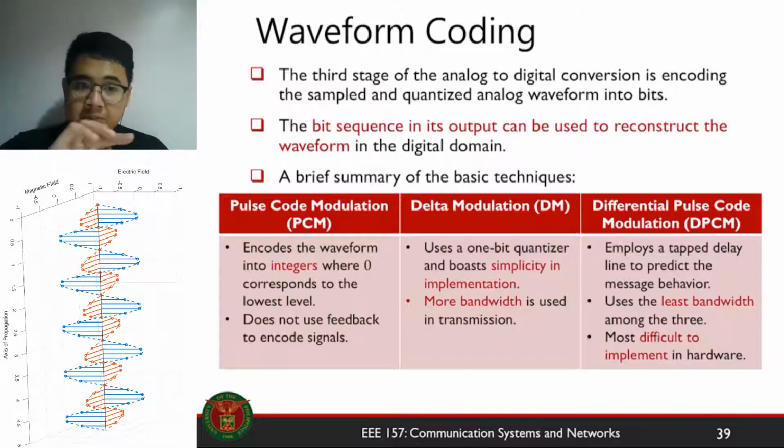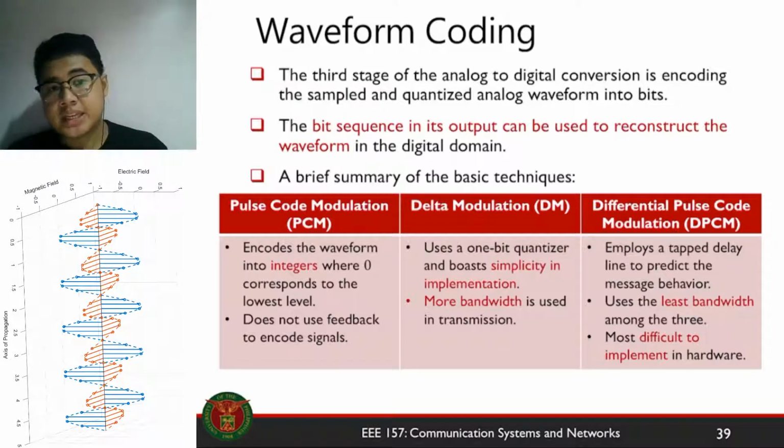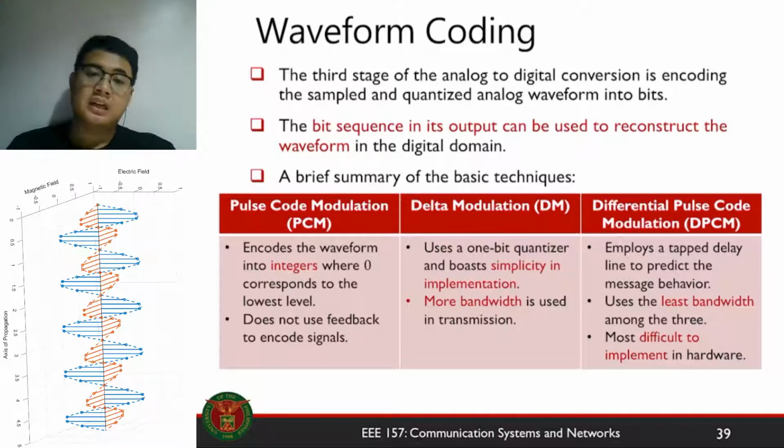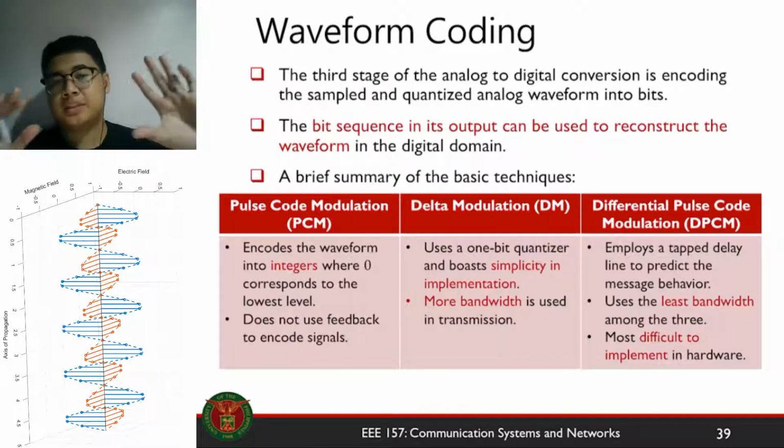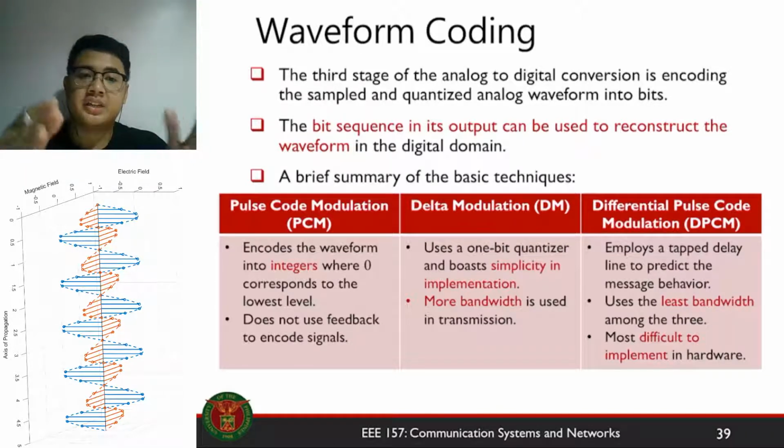We have a series of bits. Depending on the encoding technique, we can recreate the waveform, the analog waveform in our computer. Okay? And this is a brief summary of the three different techniques. So it's a wall of text. So let's go through them one by one, okay?